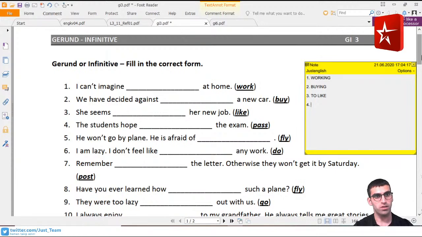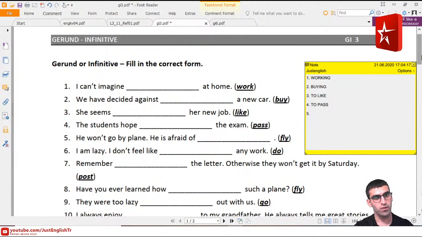It's okay. So number 4, the students hope to pass. To pass is the correct answer for number 4, guys, because after hope we should use the infinitive, not a gerund. We have to use to pass, not passing.